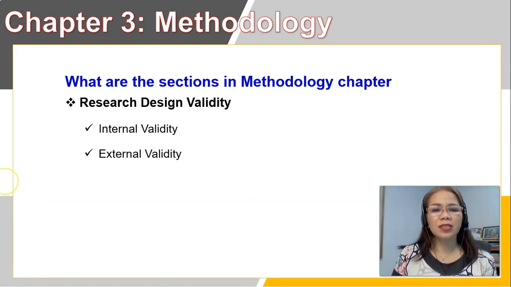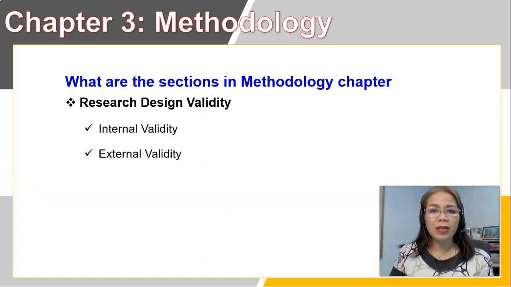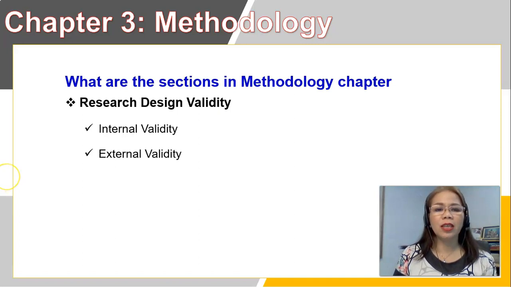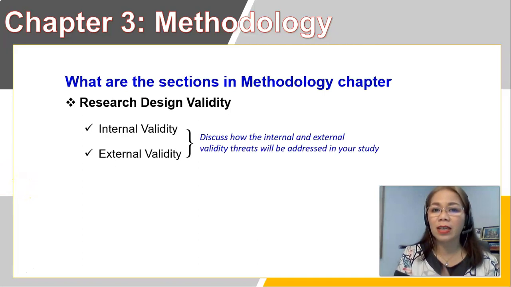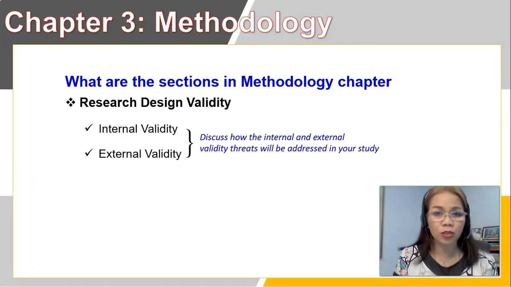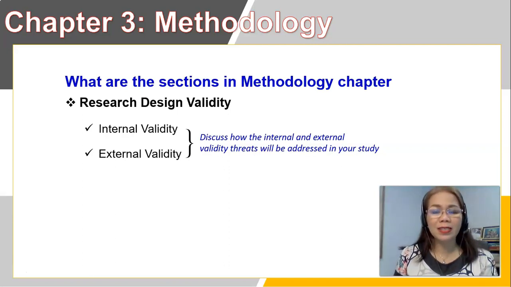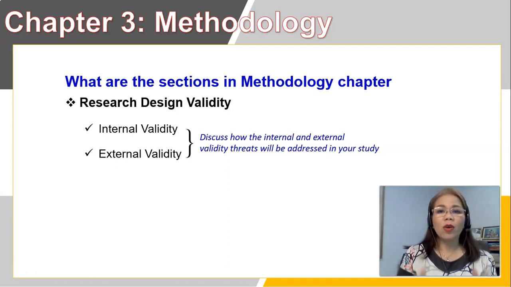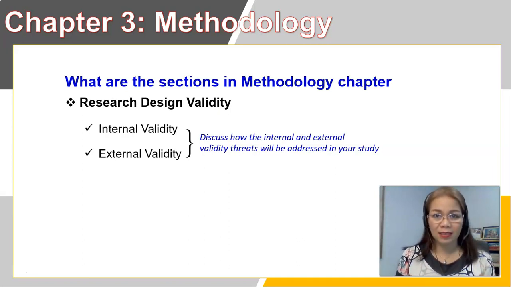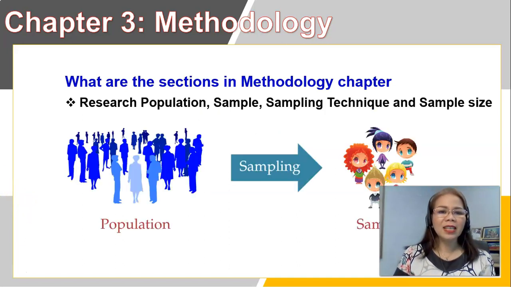Next one is the research design validity. Especially if you are doing experimental or quasi-experimental researches or causal comparative researches. Include in your methodology the research design validity. You discuss what are internal and external validity threats that you have identified in your study, and it's important that you tell the readers how you address them in your study so that the design of your research is valid. Okay.